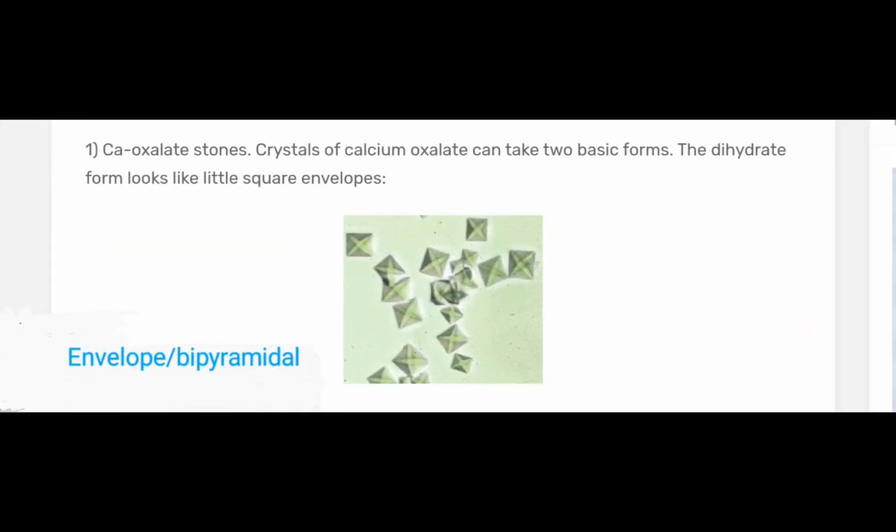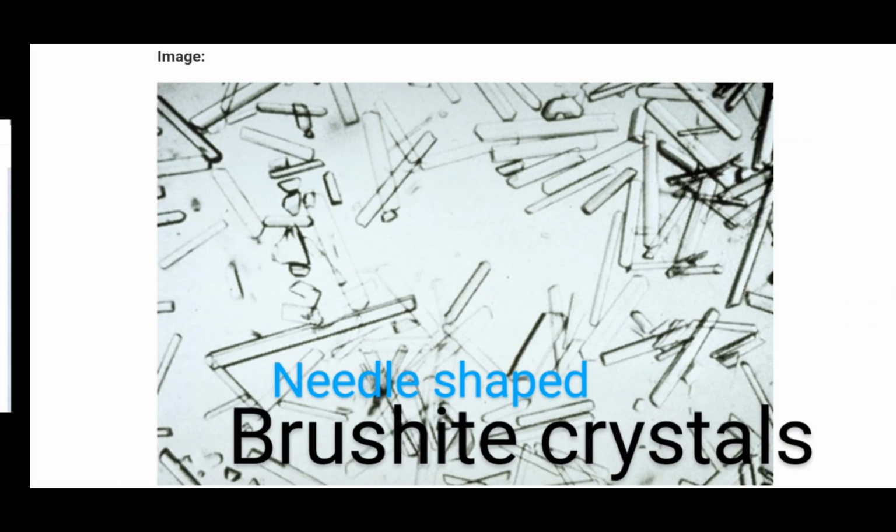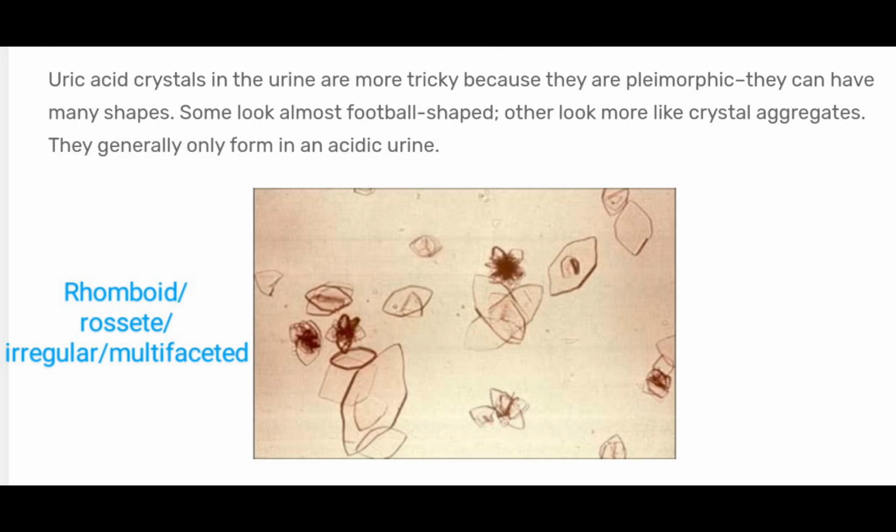Then next we have the shapes of the crystals that are found in the renal stones. So the calcium oxalate dihydrate stones basically are bipyramidal or envelope shaped. Then we have needle shaped crystals. These are found in brushite stones. Then we have rhomboid or rosette shaped or irregular or multifaceted, means many shapes are there. Rosette shaped, rhomboid shape. These are found in uric acid crystals. Uric acid is linked with the acidic urine.